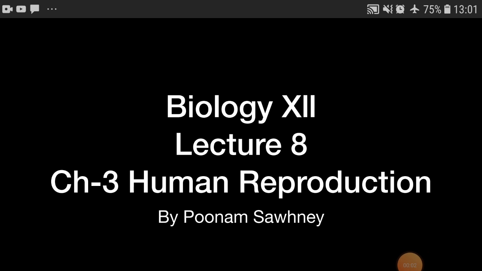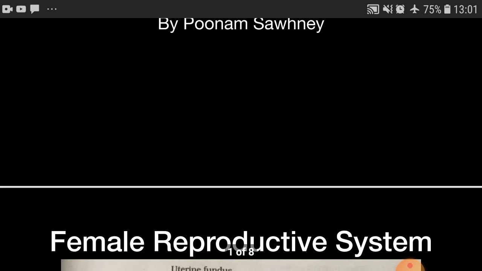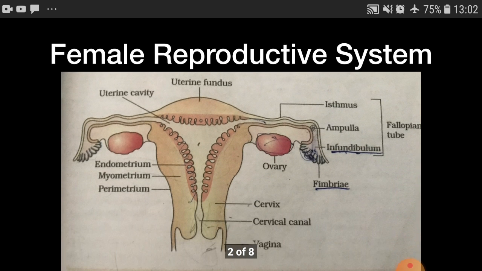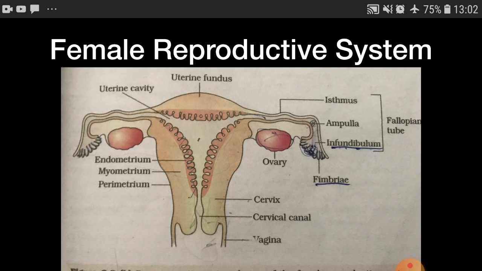Good afternoon, students. So, today we'll start with the next topic of this chapter, human reproduction, that is the female reproductive system. The female reproductive system consists of a pair of ovaries along with a pair of oviducts, uterus, cervix, vagina, and the external genitalia located in the pelvic region.